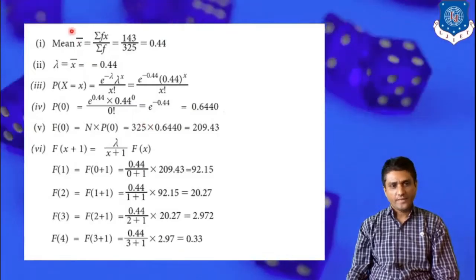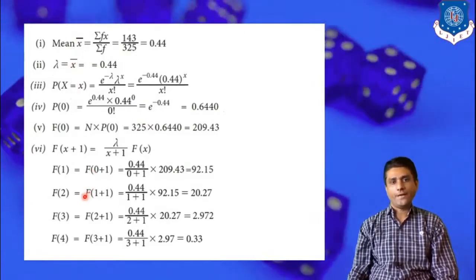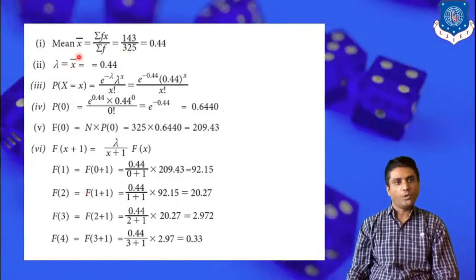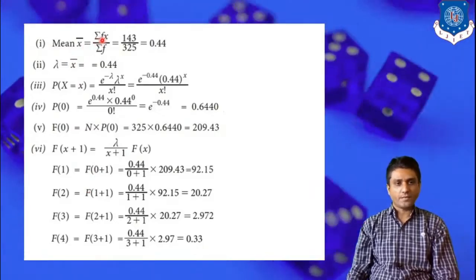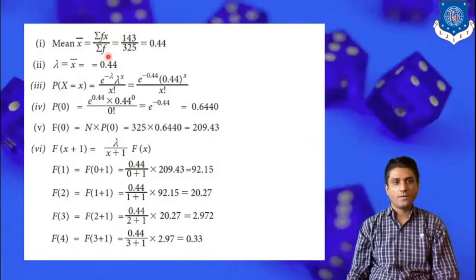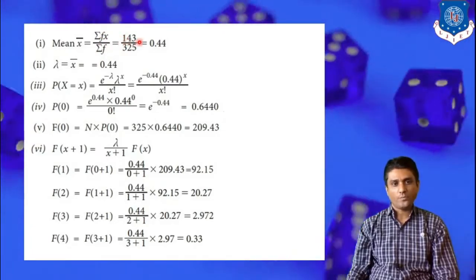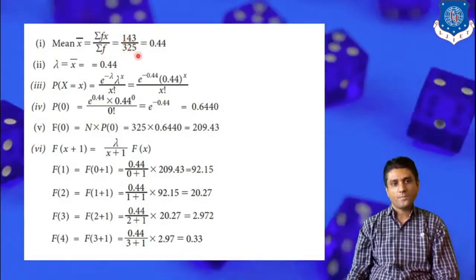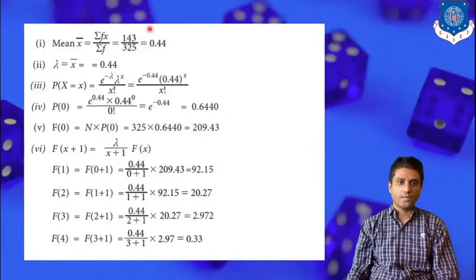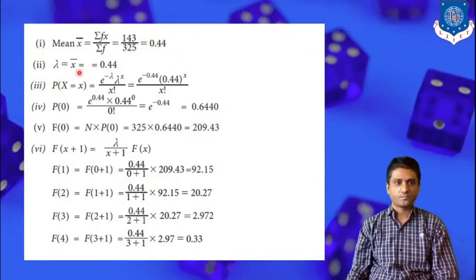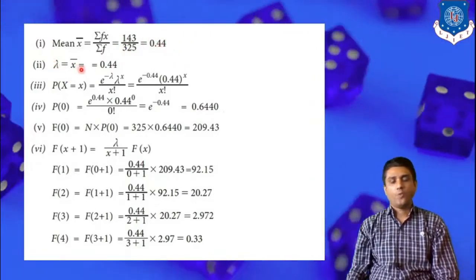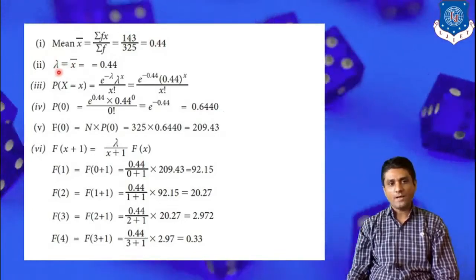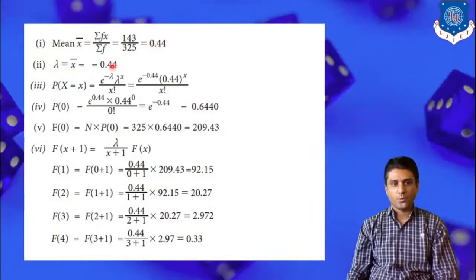So let's calculate each and every predefined step. First of all, calculate the mean. Mean is equivalent to sum of fx upon sum of f. Sum of fx, we have to get 143, and sum of total number of pages is 325. So it leads to 0.44. Now lambda, for Poisson distribution, lambda is equivalent to mean, and mean is 0.44.